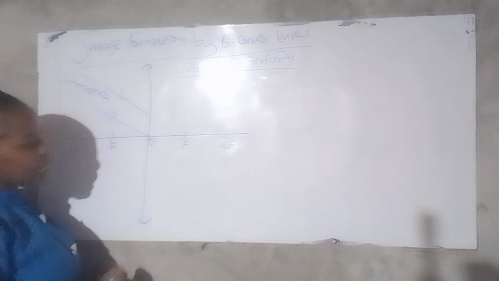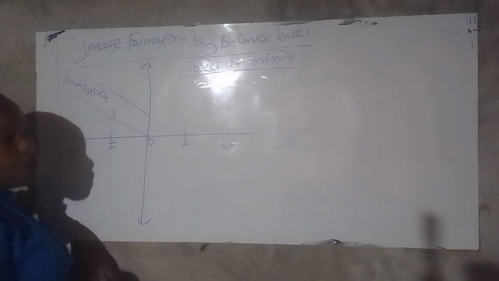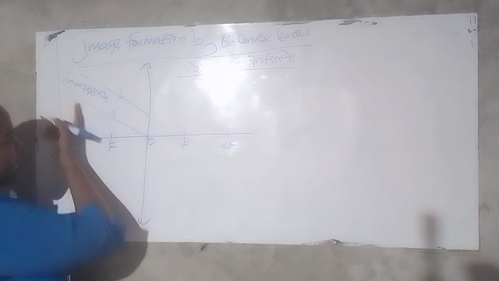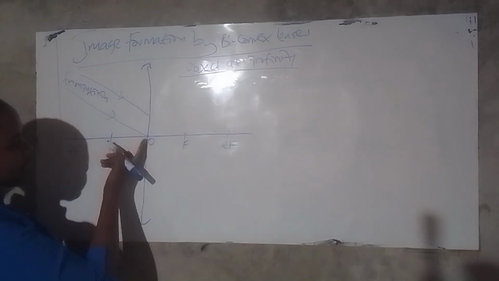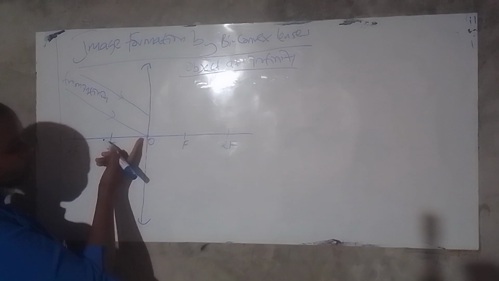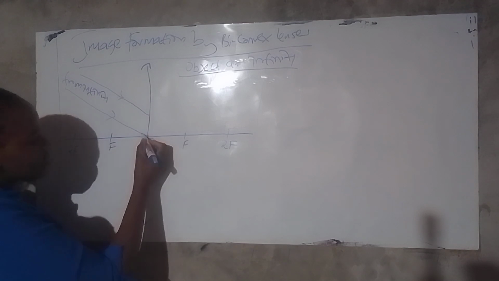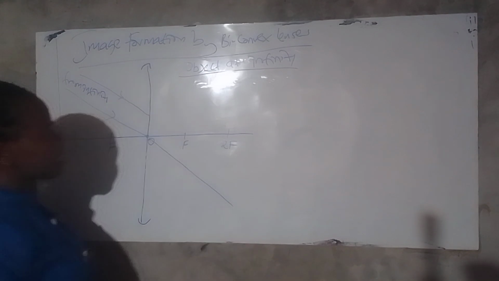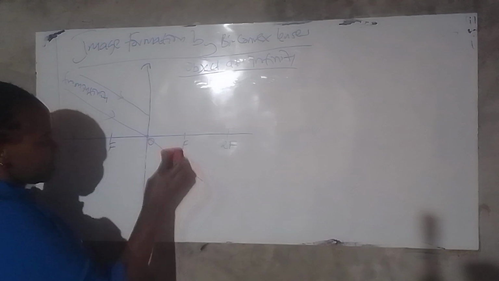Now, when those rays come like that, then how are they going to be refracted? Now, number one, we said a ray that strikes the lens passing through the optical center passes undeviated. So that is going to continue straight. I hope my line is looking straight.